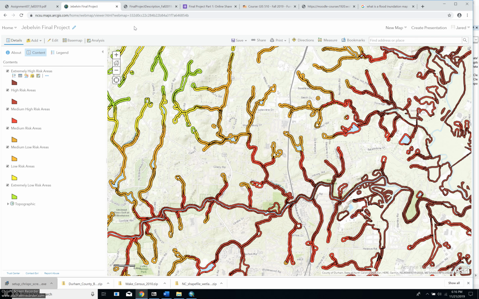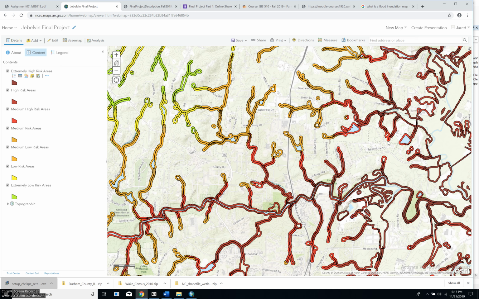Right here, we can see the results of answering the first question. All of these polygons on the screen are areas that are within 150 feet of a water body in Durham. The color is their classification as to whether they are high risk or low risk in terms of flooding.